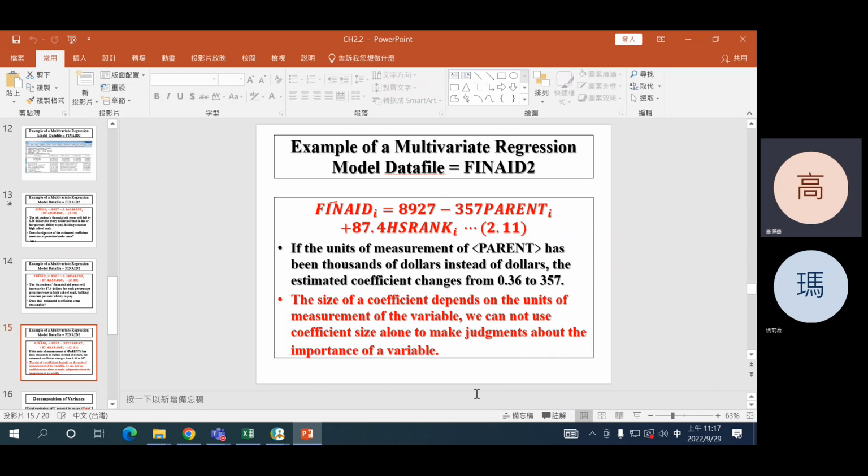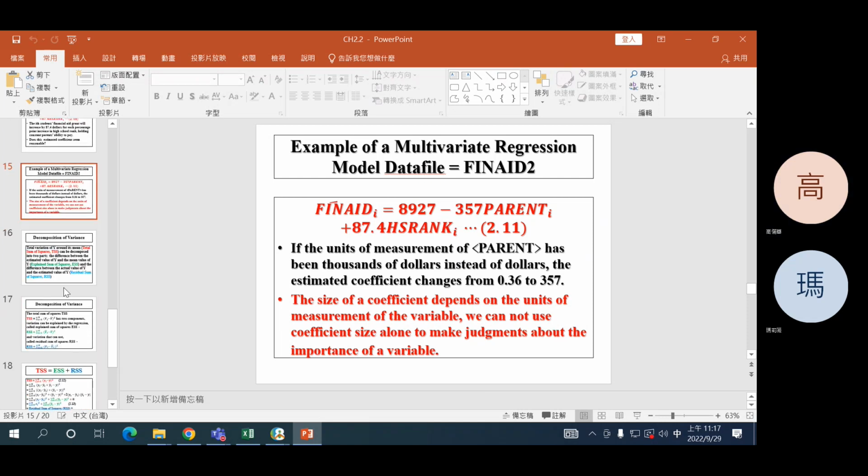If you want to know whether this variable is important, we need to do hypothesis testing, which is in chapter 5. We haven't gotten to that yet. Okay? All right? So make sure you understand all these foundations, okay? All right?